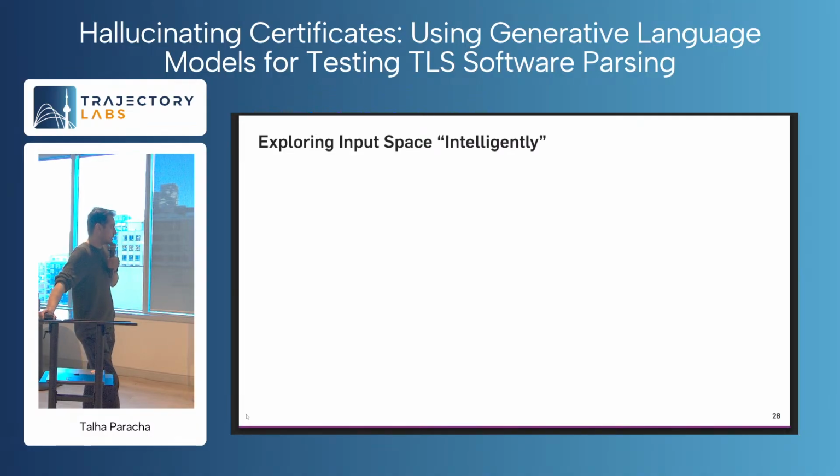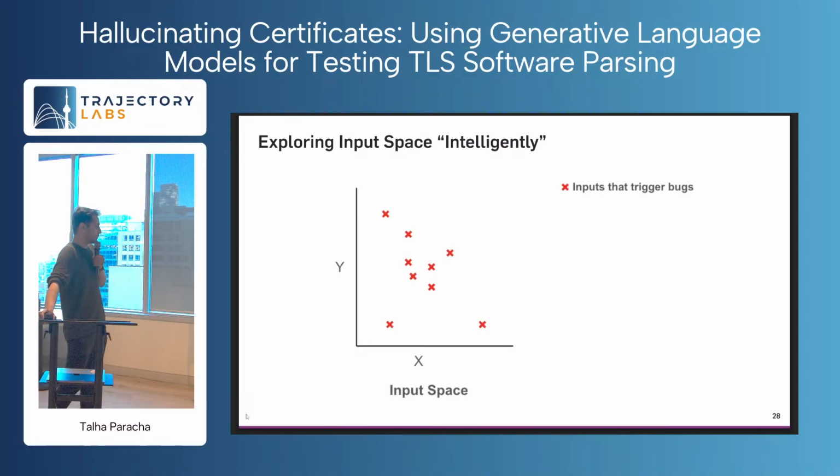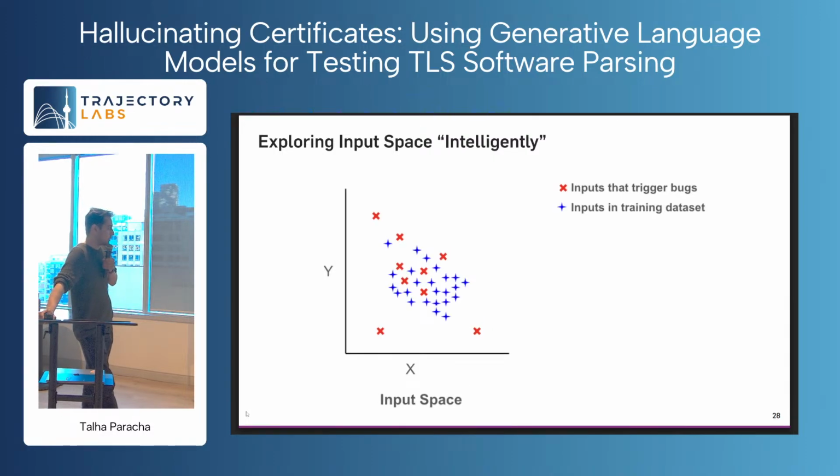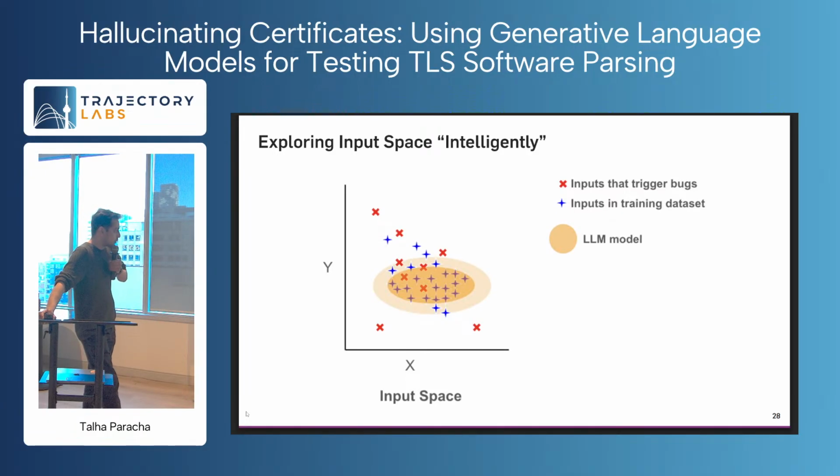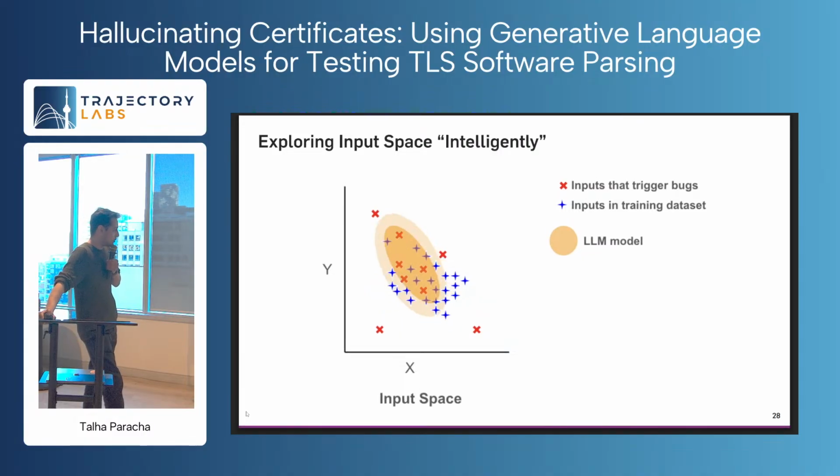So one model of how it could look is that if this is our input space, and the red or highlighted dots are the inputs that trigger bugs, and these are the inputs in the training data set, the inputs that are most common in some sense, then the language model would learn a distribution that is obviously biased towards those. But what we would like is for some way to guide the language model to output more interesting test cases.